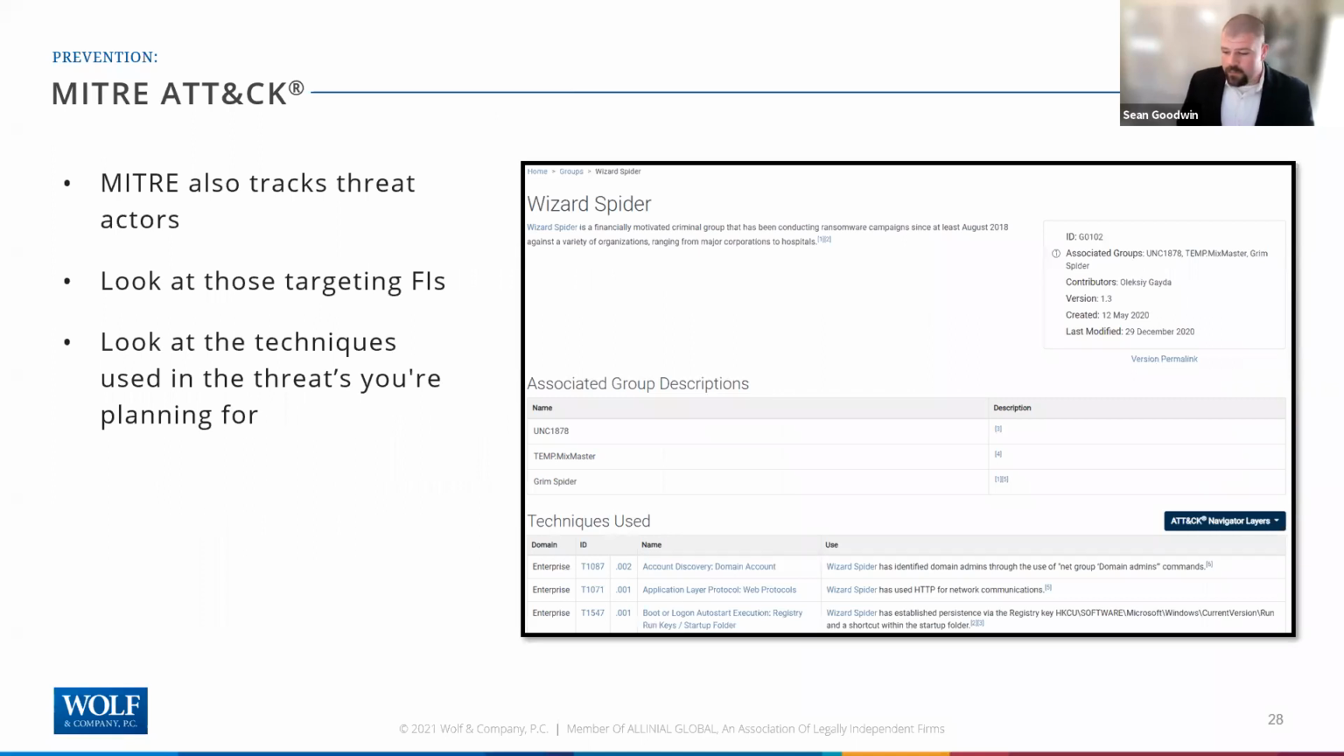Okay. So then the fun stuff that you can do once you've got that basic control foundation in place, what you want to do is come back to MITRE and start building out that additional control environment based on the threats you're likely to see. What you see here on the page is a screenshot from the MITRE ATT&CK website. This is for the Wizard Spider group. The group themselves are not specifically special. The reason why I highlighted them is they were a well-known ransomware group.